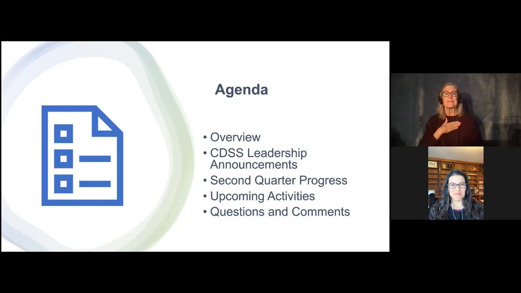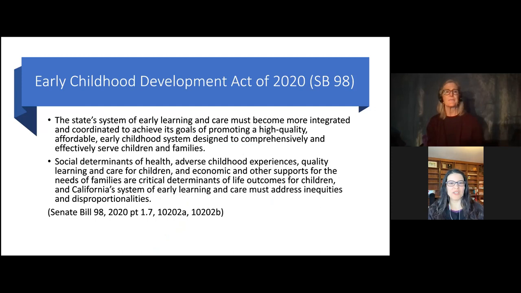So on the next slide, we have just a little bit of an overview here again and a reminder of what brings us together today. Last year, the 2020 budget in Senate Bill 98, which was a budget trailer bill, moved the administration of several child care and development programs from the California Department of Education to the Department of Social Services. And that transfer will become effective July 1, 2021.